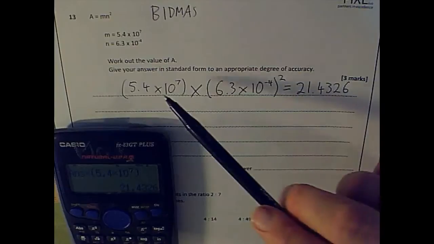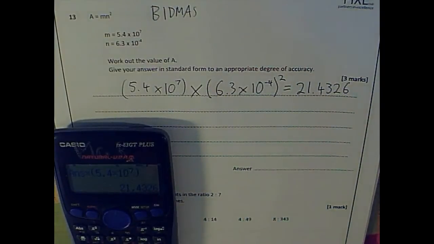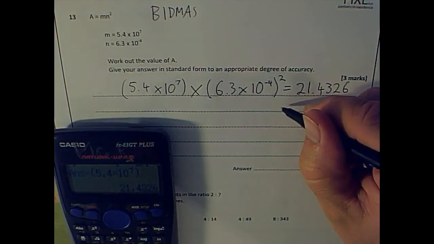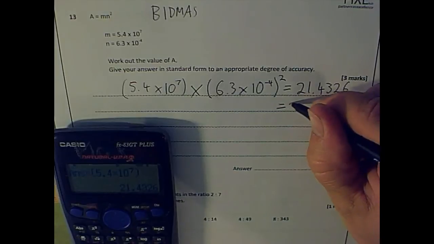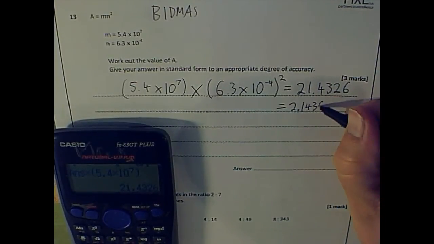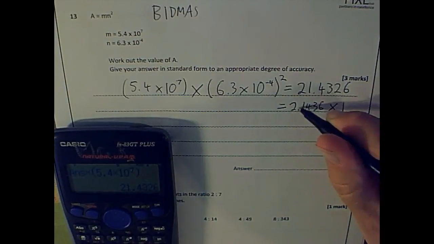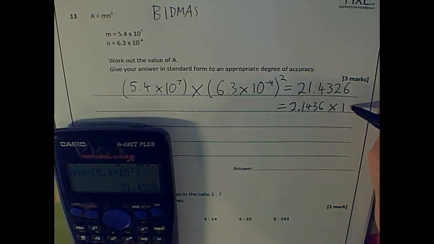Now we've got one mark here only, which seems, I mean, we've done the calculator skills part, but we need to give it in standard form and to an appropriate degree of accuracy. Firstly, standard form. 21.4326 is not standard form. So I'm going to put it in standard form. That's the same as 2.14326 times by just 10, isn't it? Because 21.4 is just that times by 10. But in standard form, I'd say that's 10 to the power 1.